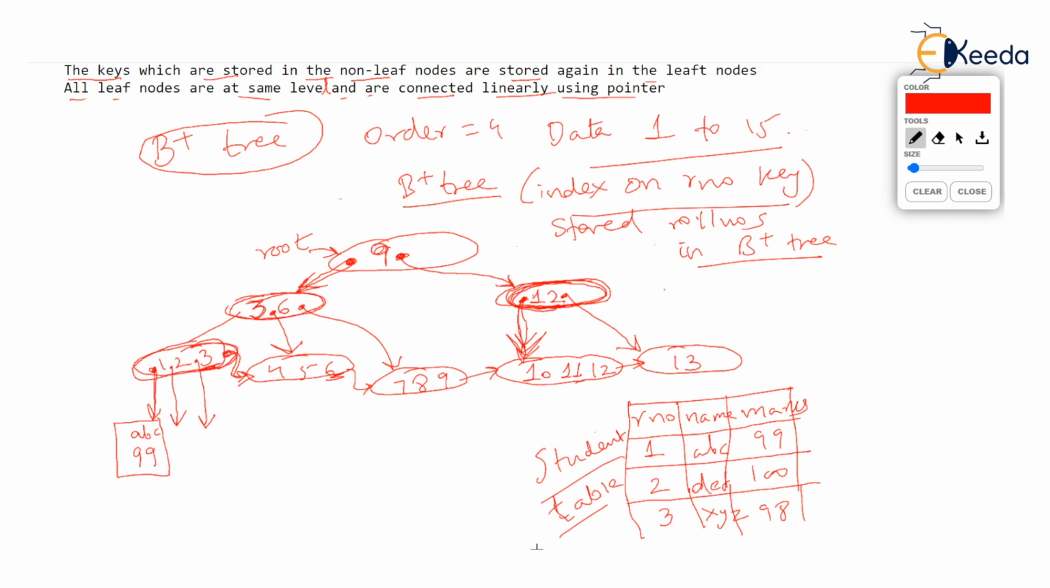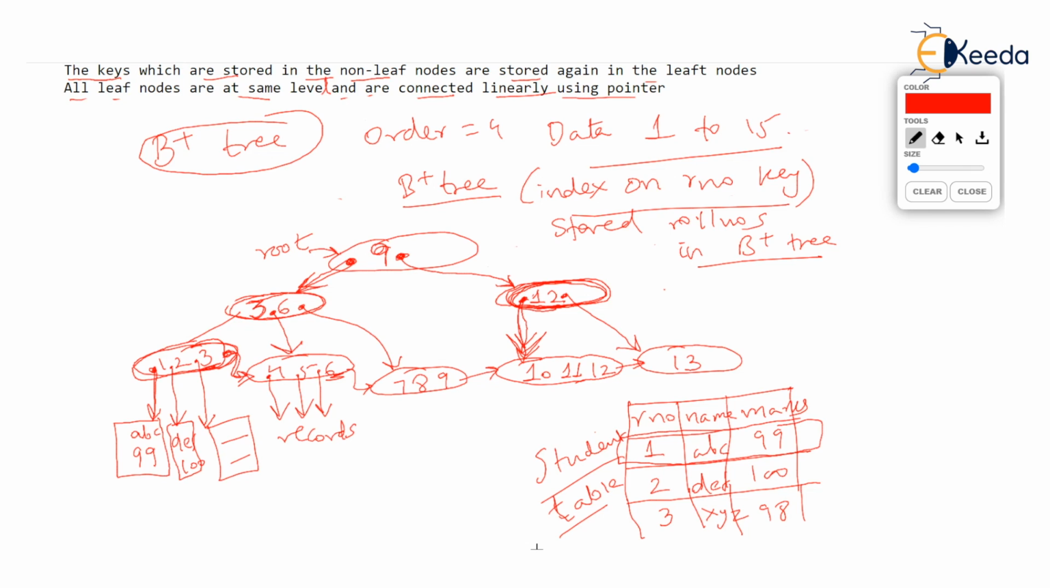Note that roll number 1 of our class has name ABC and marks 99. Now roll number 2 has the name DEF and marks are 100. Like that, the pointer for 3 will point to the name and marks of roll number 3. Similarly, 4 here has a pointer, 5 has a pointer, 6 has a pointer. All these pointers will point to records.